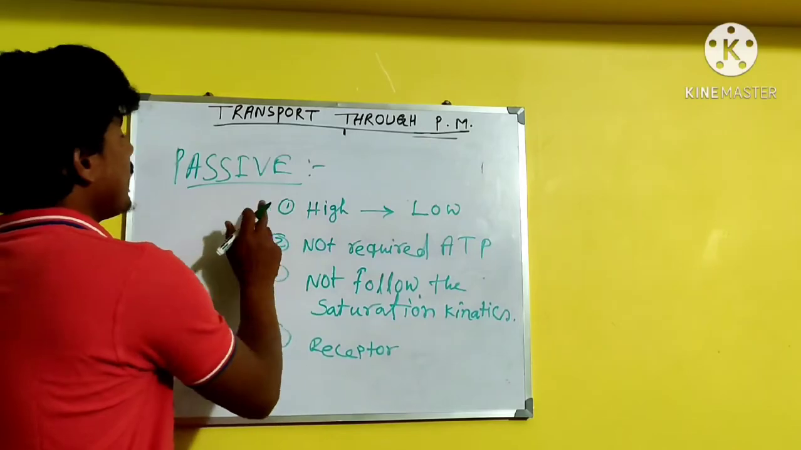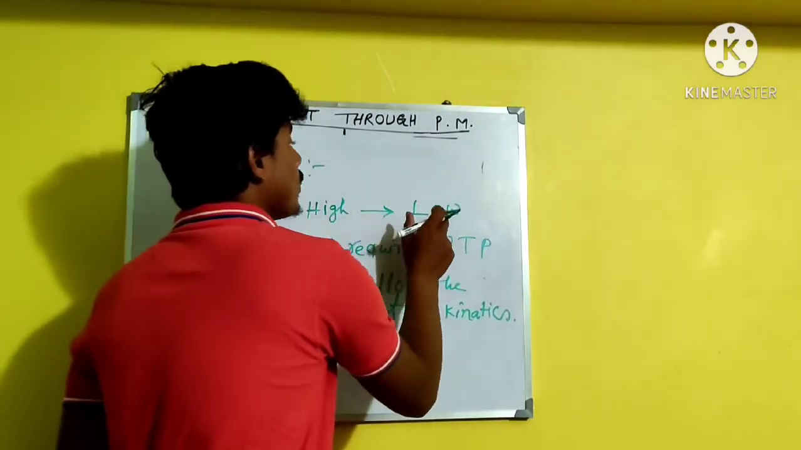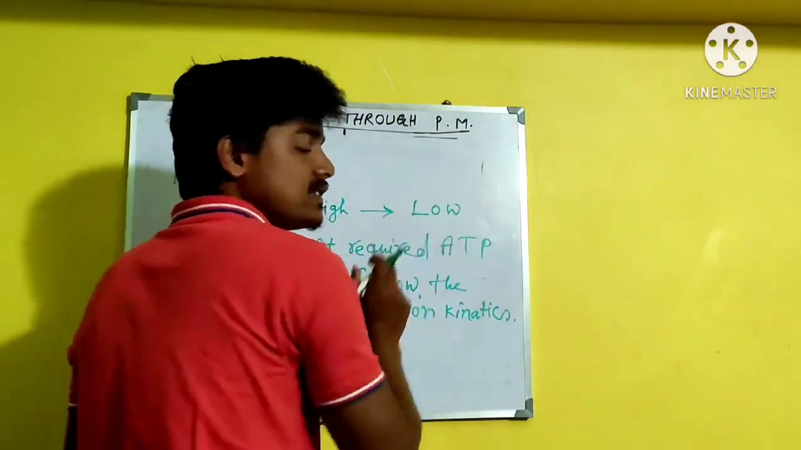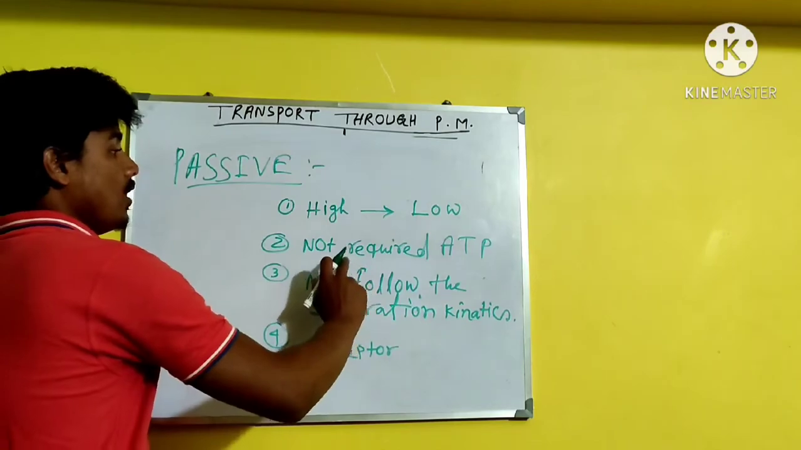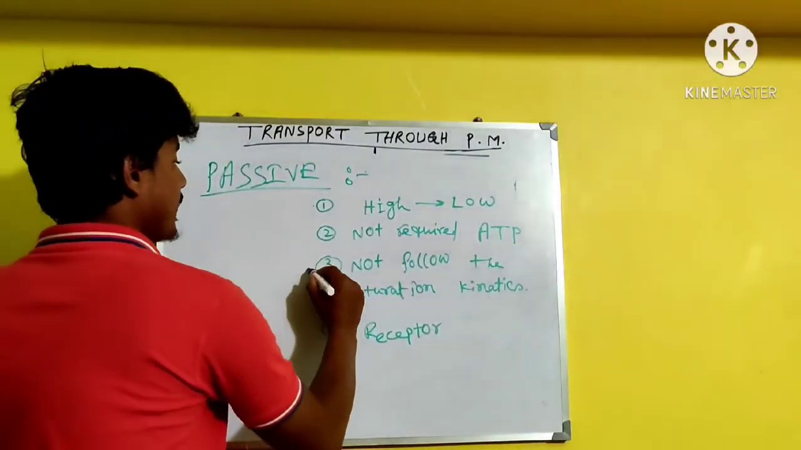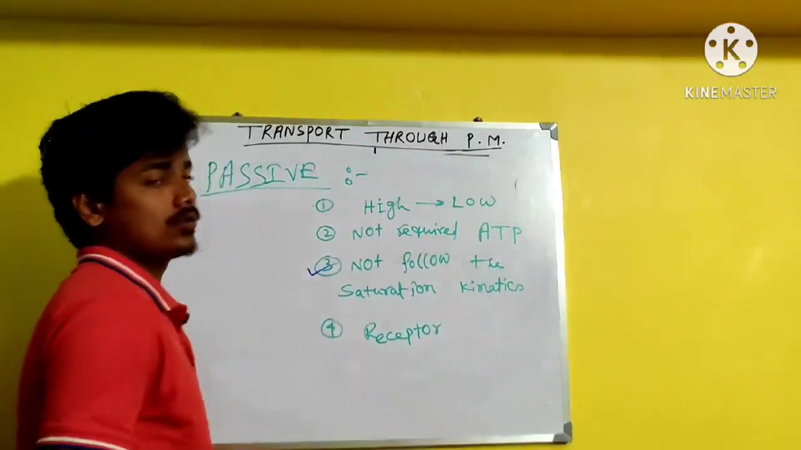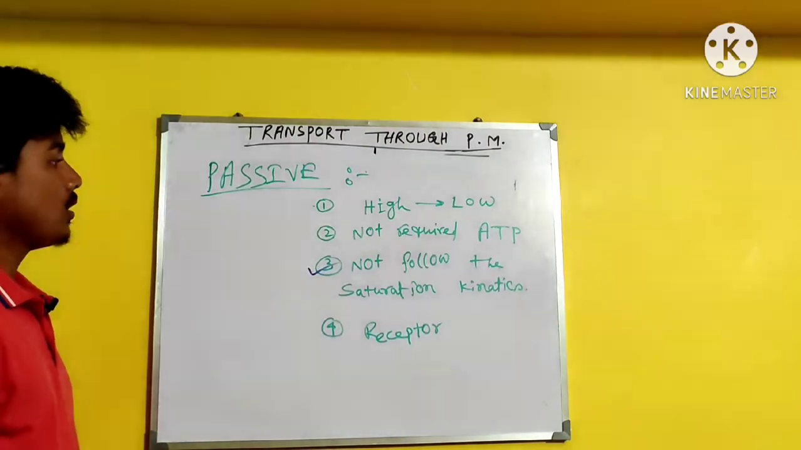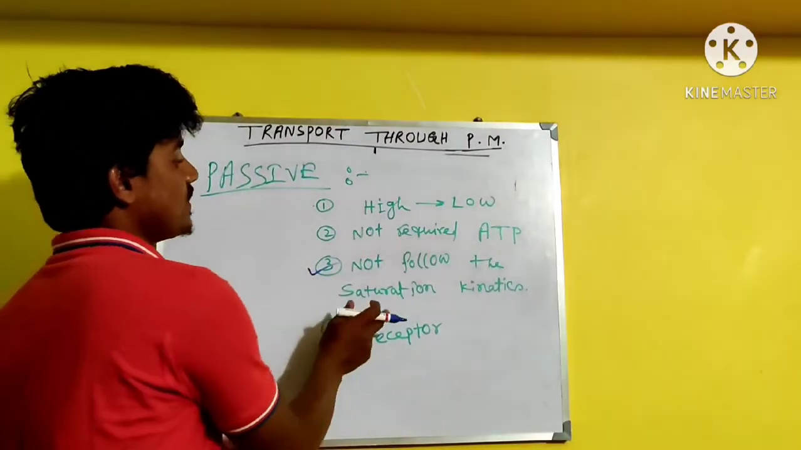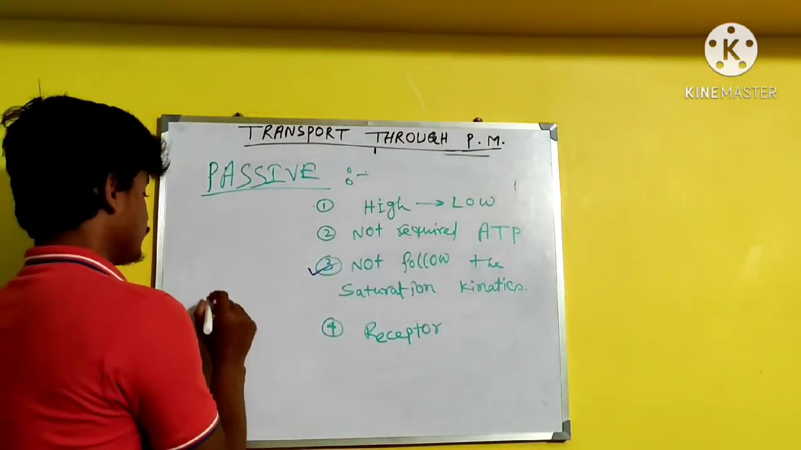So what are the main points? Following the concentration gradient means movement of things from high concentration to low concentration. It does not require ATP, which means energy is not required. Let's come to the point: it does not follow the saturation kinetics. What do we actually understand from this point? Let's discuss it.